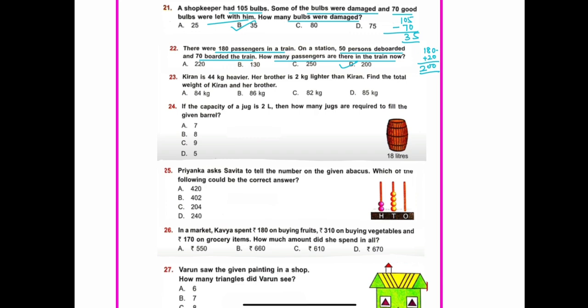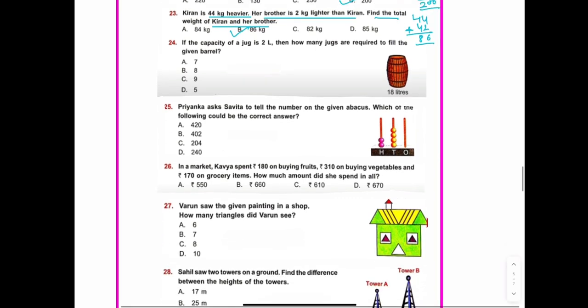Question 23. Kiran is 44 kg. Her brother is 2 kg lighter than Kiran. Find the total weight of Kiran and her brother. Okay, so first the weight of Kiran is 44 and her brother is 2 kg lighter, means we have to subtract 2 from the 44, so it will be 42, and then find the total weight of them. So 86. Option B is correct.